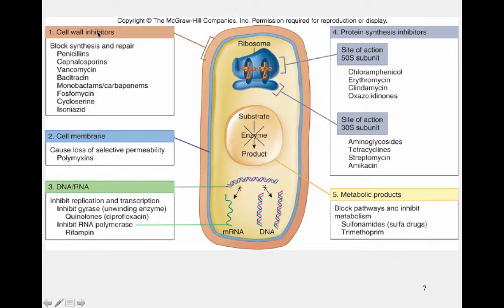So number 1, again, there's a group that targets how the cell wall is effectively synthesized. Another group will target the membrane. Another group targets the synthesis of nucleic acid, DNA, or RNA. Another group will target the ribosome, either the large or the small subunit, or it will target specific enzymes involved in the folic acid synthesis pathway.